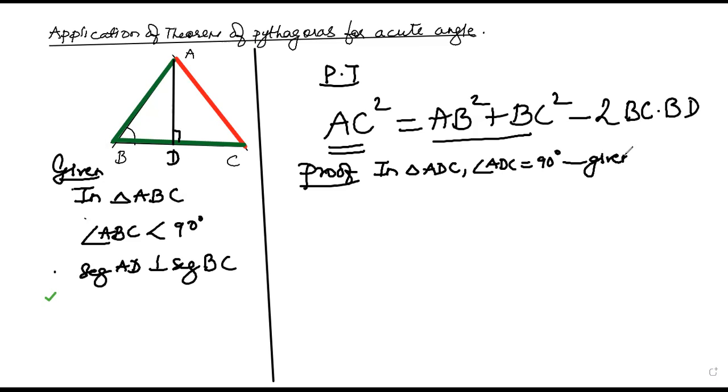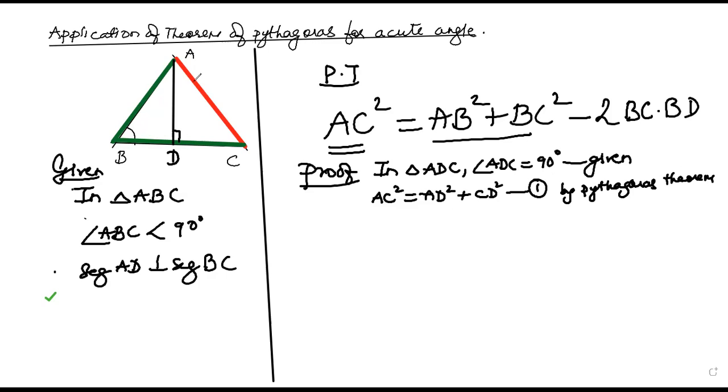So I can use Pythagoras theorem. So what is Pythagoras theorem? AC square equals AD square plus CD square. I call this statement number 1, by Pythagoras theorem. Now you can see, children, your AC square has come, but the other things you want in your answer, you have not got.